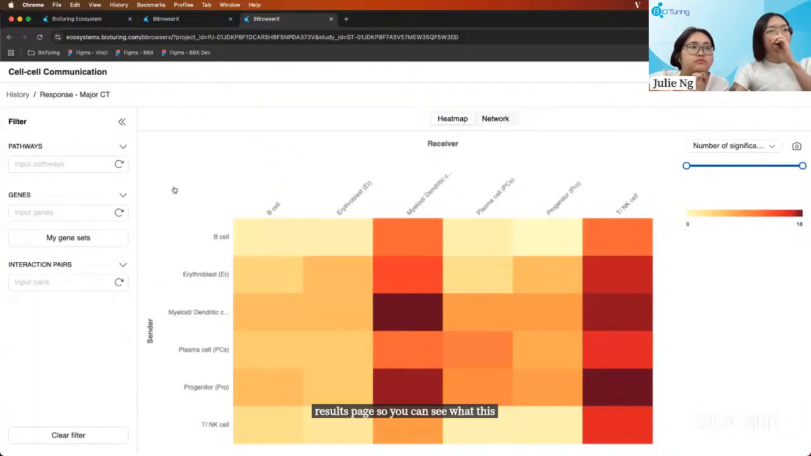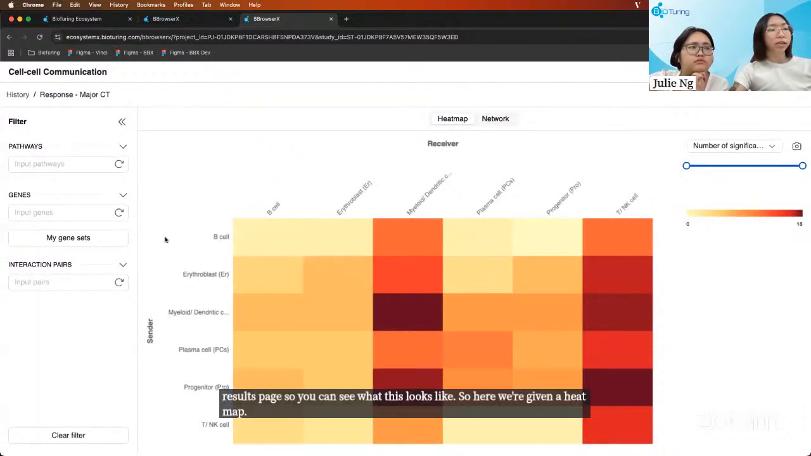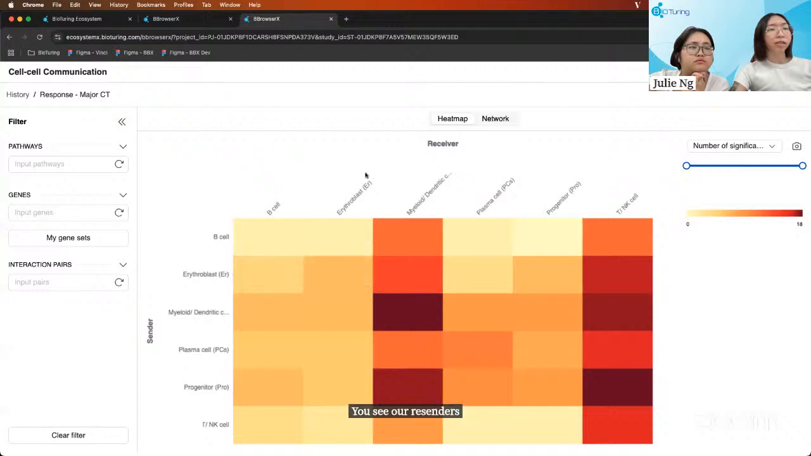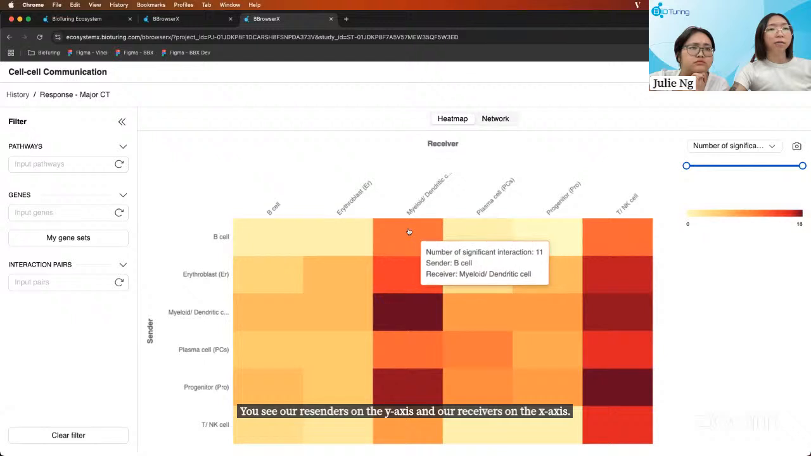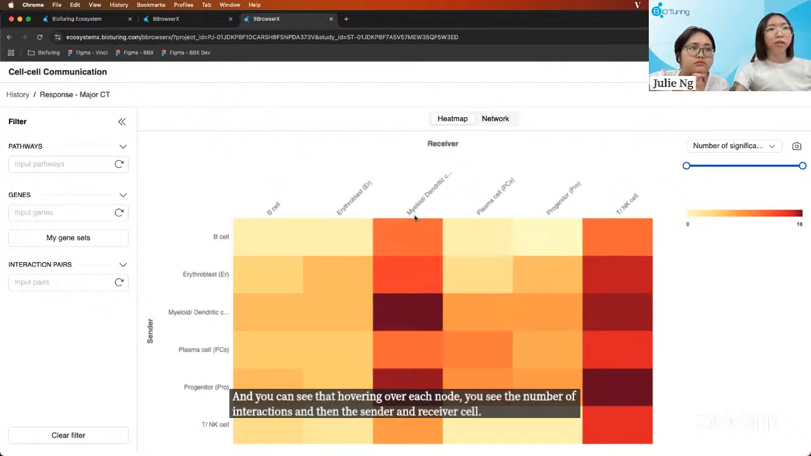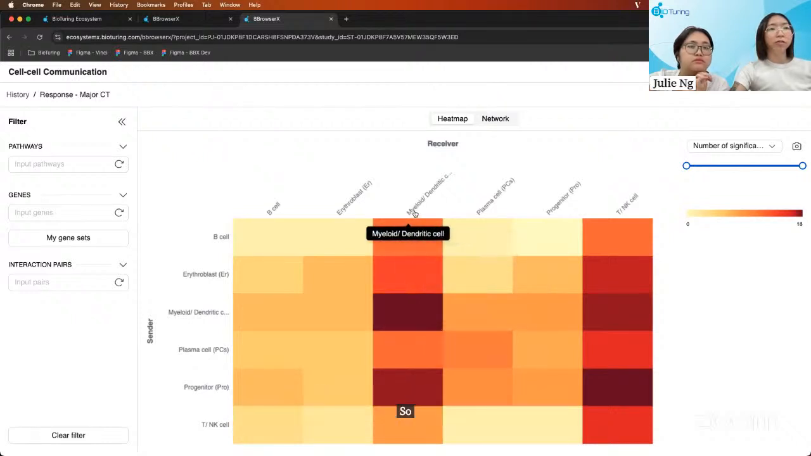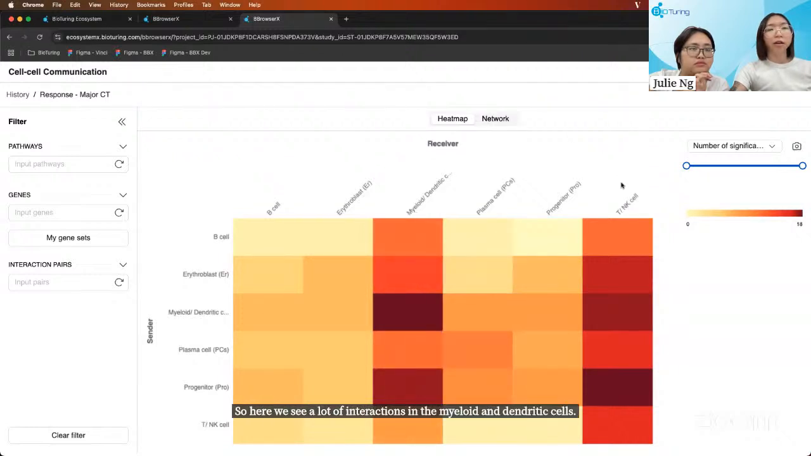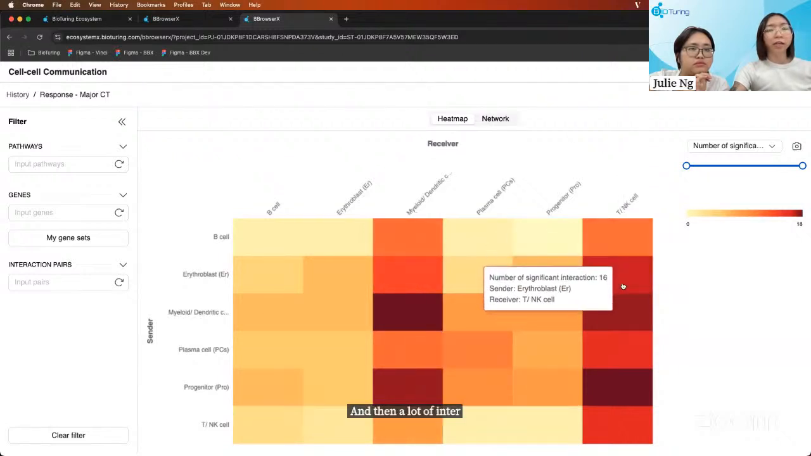Here we're given a heat map. You see our senders on the y-axis and our receivers on the x-axis. Hovering over each node, you see the number of interactions and then the sender and receiver cell. Here we see a lot of interactions in the myeloid and dendritic cells, and then a lot of interactions in the T and NK cells as well.